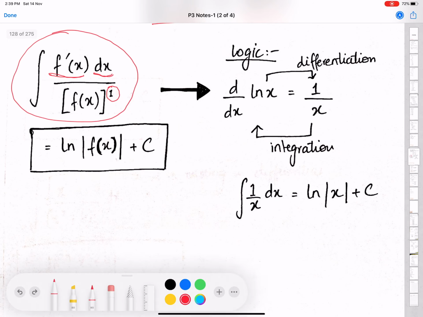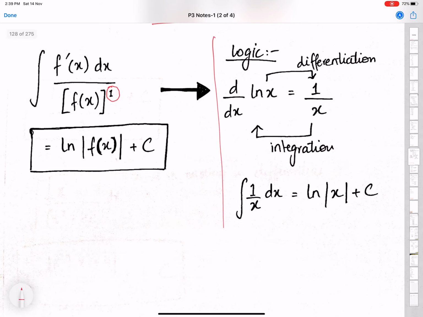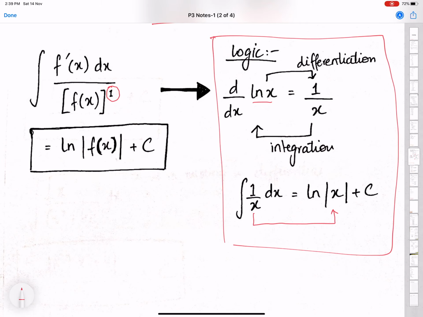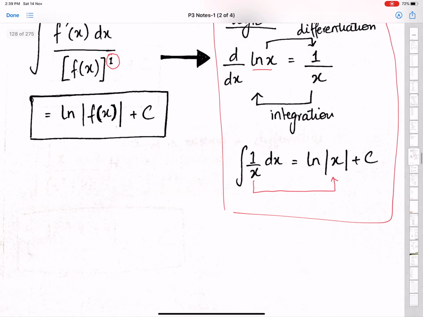And the logic of this integration is this. Why are we using ln in this? Because when we differentiate ln, we get 1 upon x. And integration is the reverse process of differentiation. Therefore, when we integrate 1 upon x, we must get ln x. That's the logic.